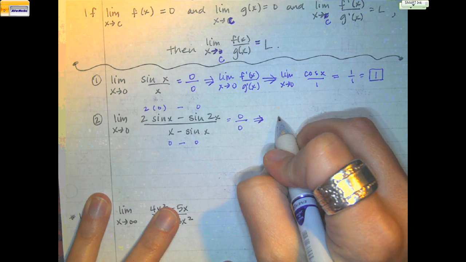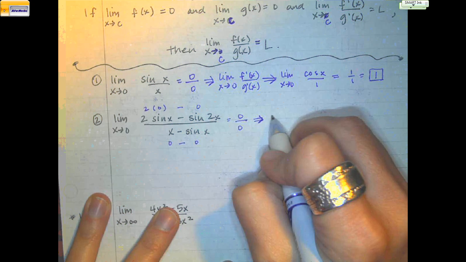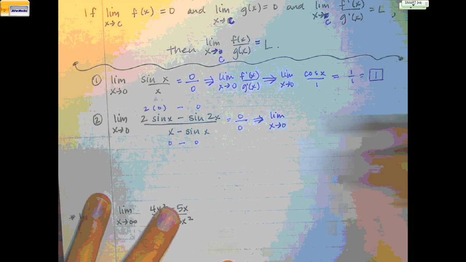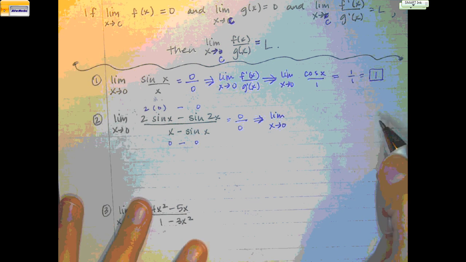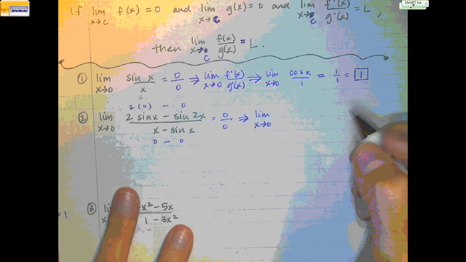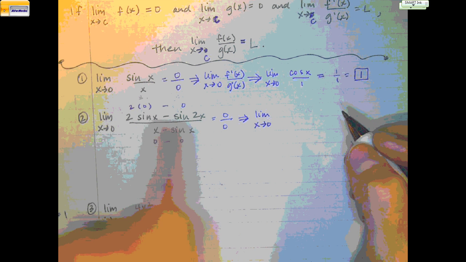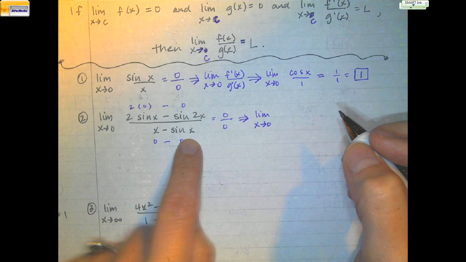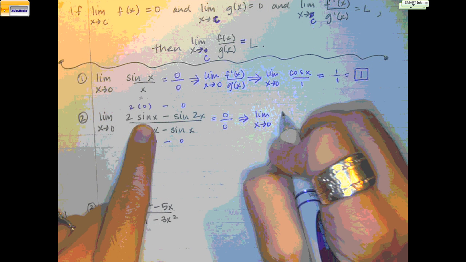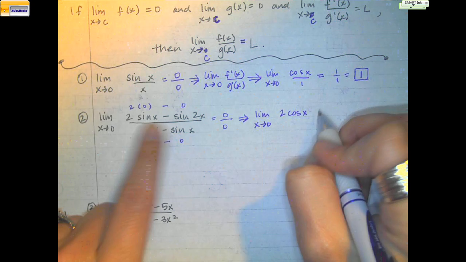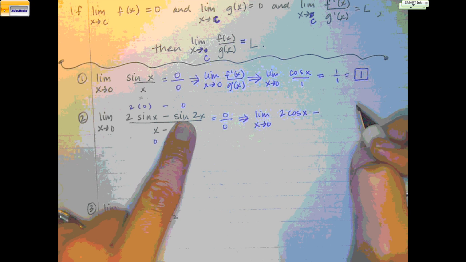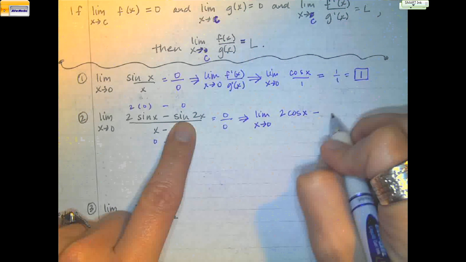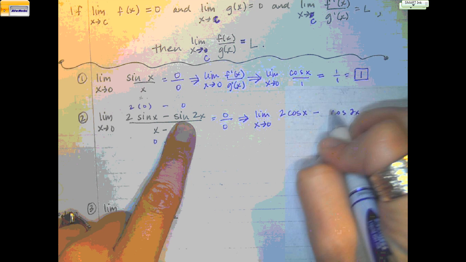So, I'm going to find the limit as x approaches 0. Please rewrite this part. I know you guys want to skip it. The limit as x approaches 0 for the derivative of the top over the derivative of the bottom. The derivative of 2 sine x is what? 2 cosine x. Minus, what's the derivative of sine of 2x? Cosine of 2x times 2. Thank you. Got to finish the chain.